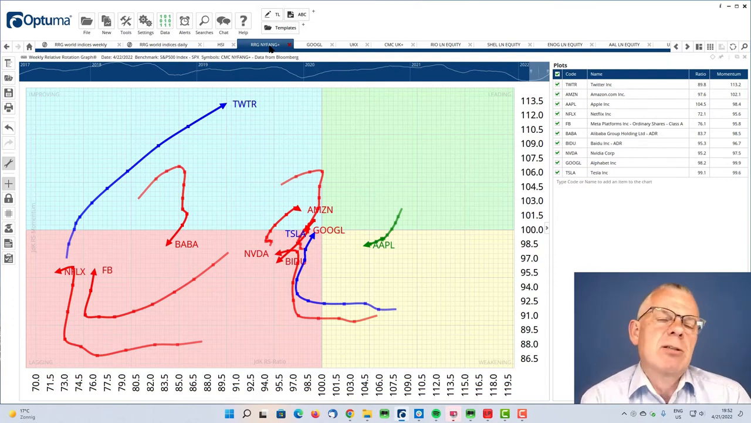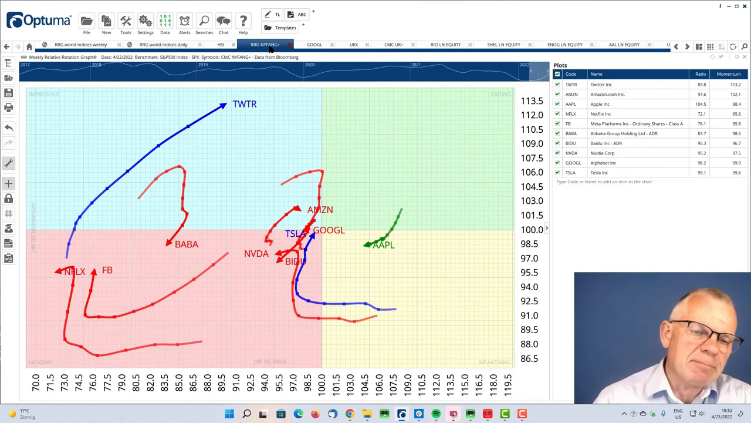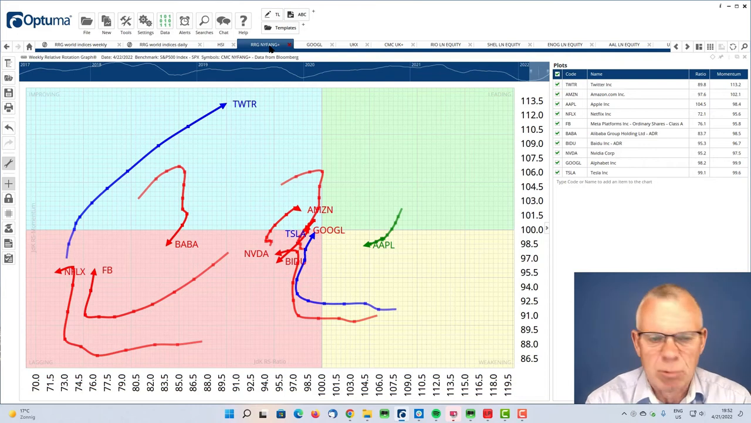But when I look at this RRG, what I see is predominantly negative tails. They're pretty much red. That means a roll inside the lagging quadrant. They're moving at a negative RRG heading. So not a lot of good to see on this RRG.